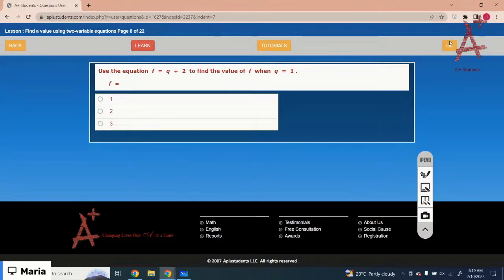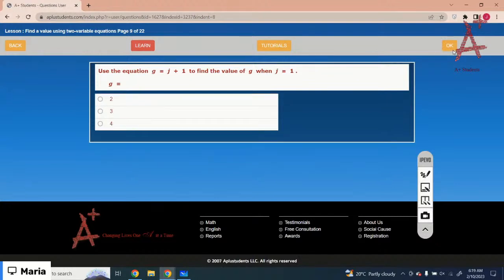Okay, the next one is use the equation f equals q plus 2 to find the value of f when q equals 1. So just replace the q with the value q equals 1. So it would be 1 plus 2 equals 3. So the correct option is 3. Just select the correct option, then click on the OK button.